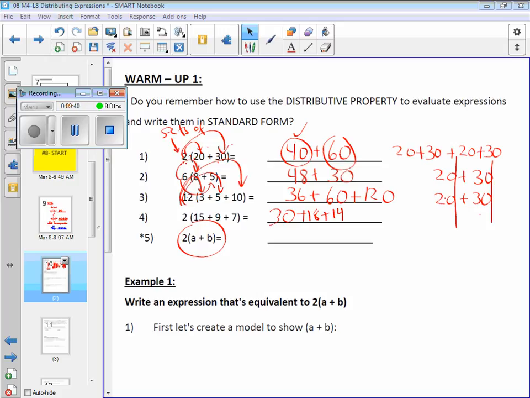And now we don't have numbers inside the parentheses, but we have algebraic variables inside the parentheses. But you can apply the same principles. What's 2 sets of A? No. You're not multiplying A times itself. Correct. 2A.